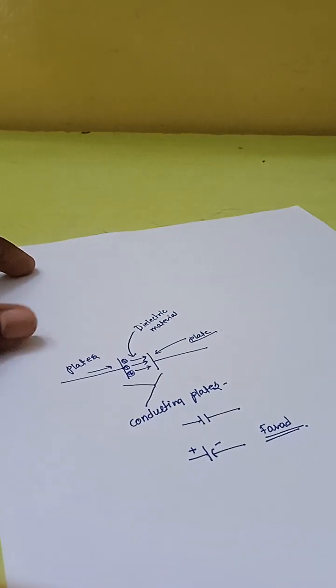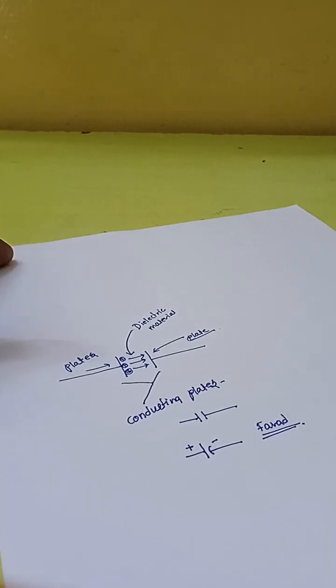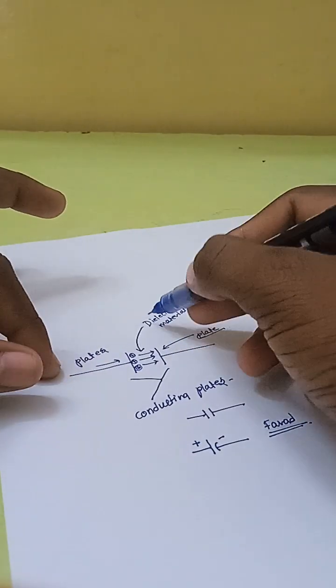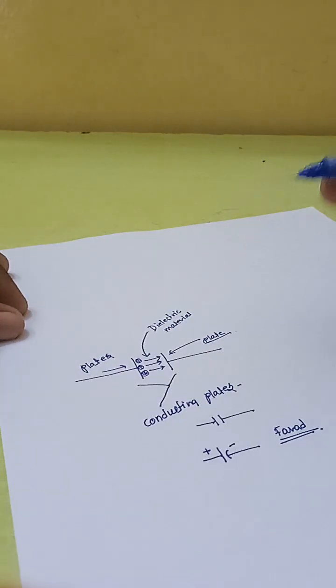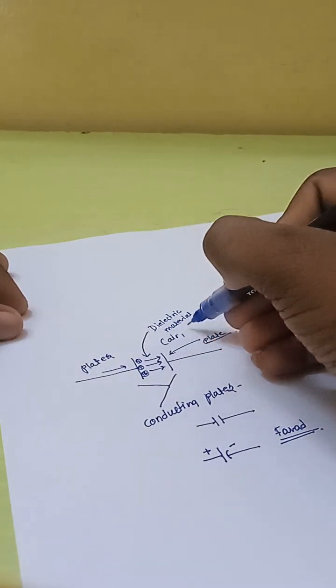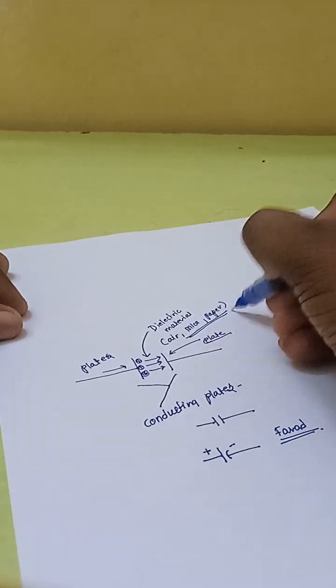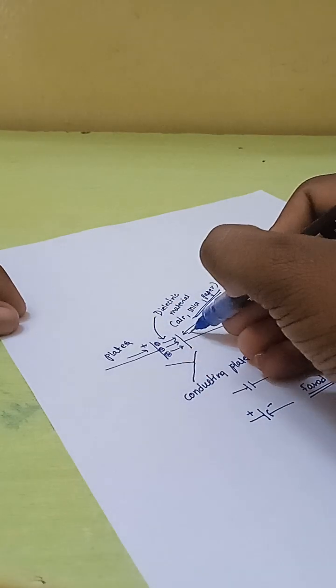What does dielectric material mean? A dielectric material means an insulating material, which insulates the current. It is mostly used for insulation. These two plates are separated by this dielectric material, like air, mica, or paper. We can write here air, mica, or paper. We can consider it as a polar capacitor, here plus, here minus.